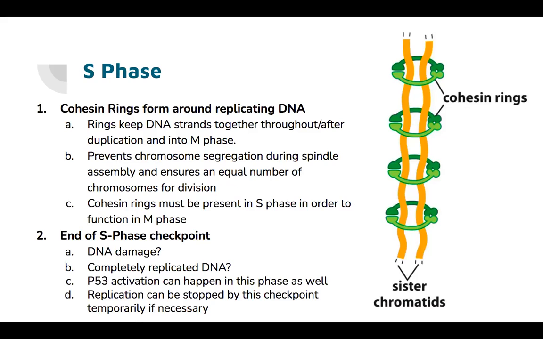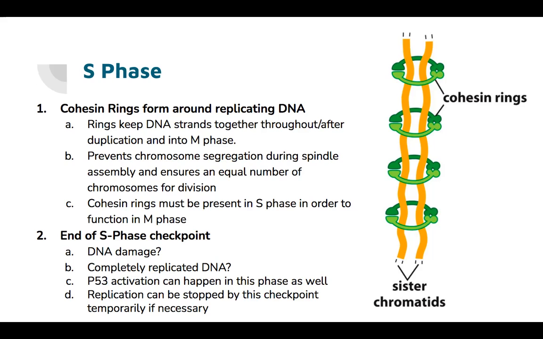so what happens is that, again, in S phase, you have these cohesin rings that form around the replicating DNA. And these cohesin rings, like you see on the screen, they just hold the DNA strands together throughout and after duplication into the M phase. And it's really important that this happens at the S phase, right when the DNA is duplicated, because then the DNA strands, the sister chromatids, as you can see in the diagram here, are already lined up and side by side.